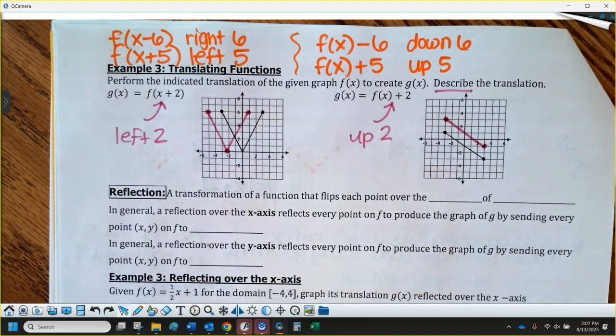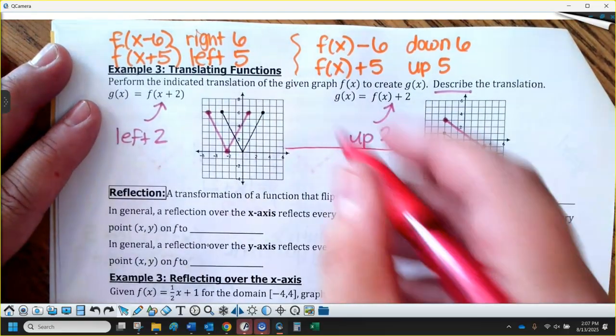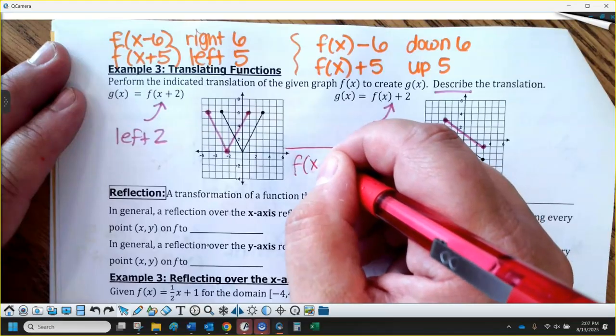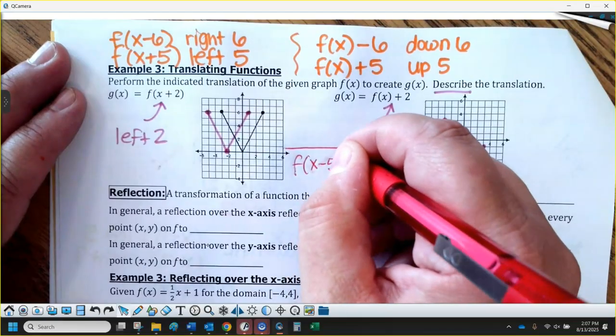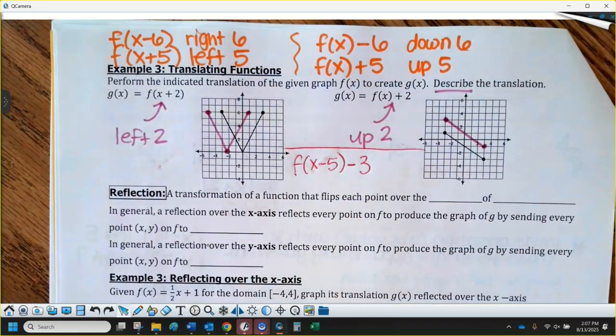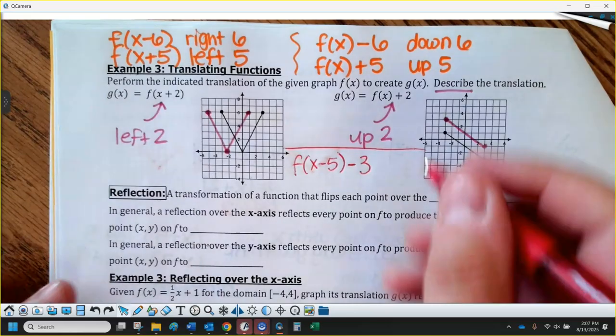Let me add one little problem in because there's one like this on the homework, so I'm going to use a little space. Let's say I gave you f of x, I'm going to make something up, minus 5, minus 3, all in the same problem. Can you tell me how this would move a graph? If I had x minus 5 in parentheses and then outside minus 3, what do you think? Right 5 and down. Perfect.